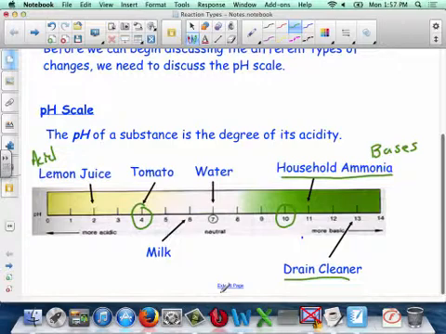It definitely will. It might bubble. It won't explode. What would happen to it?